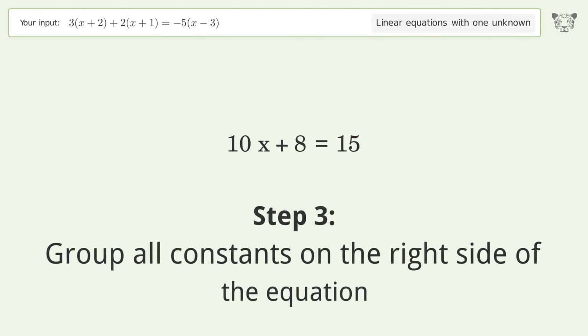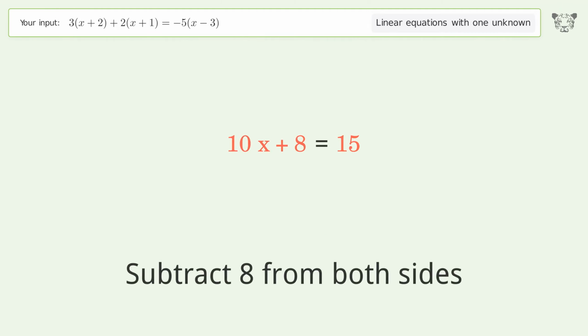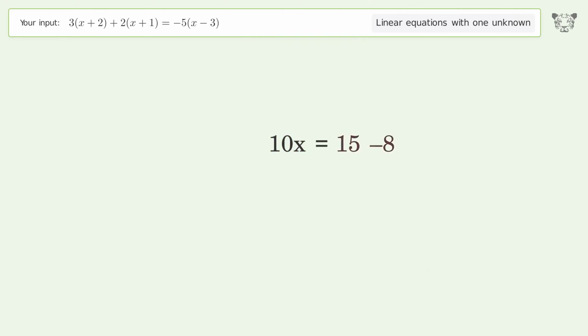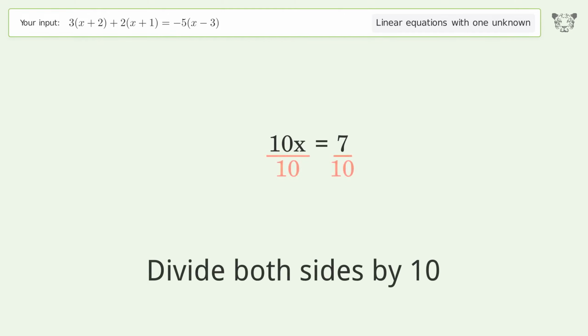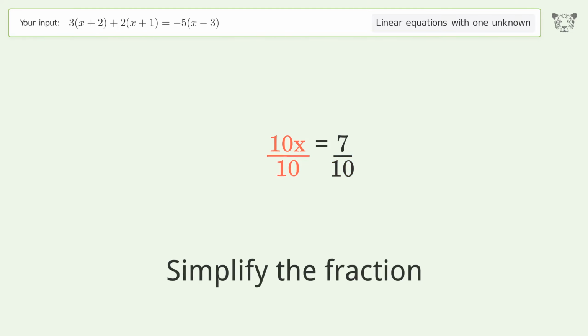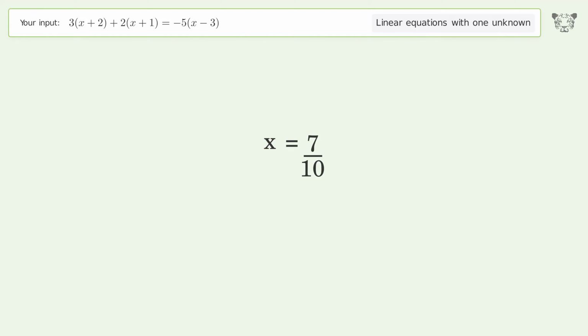Group all constants on the right side of the equation. Subtract 8 from both sides. Simplify the arithmetic. Isolate the x. Divide both sides by 10. Simplify the fraction. And so the final result is x equals 7/10.